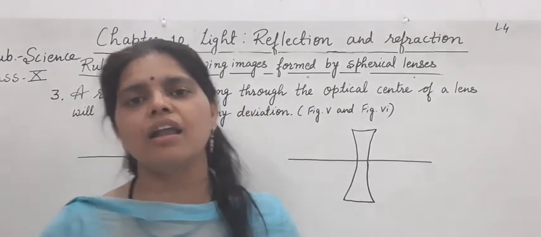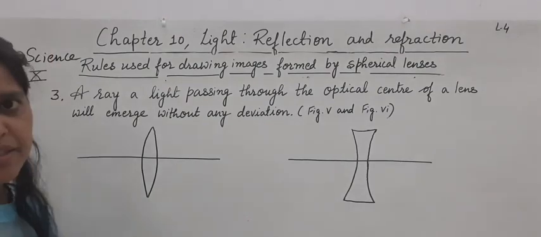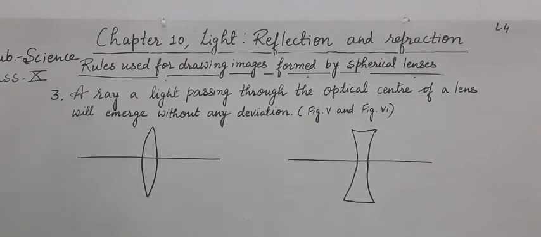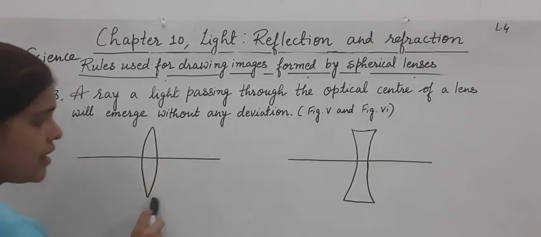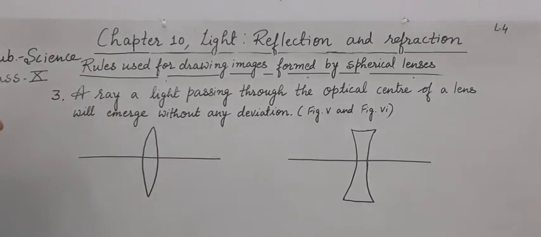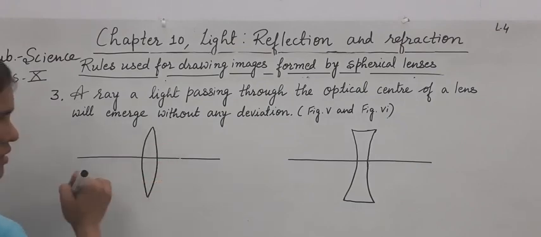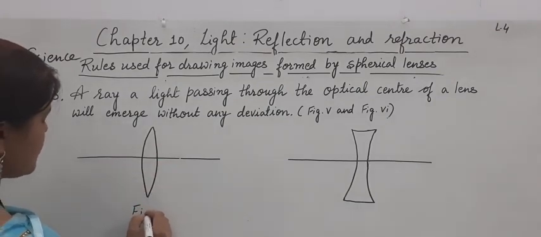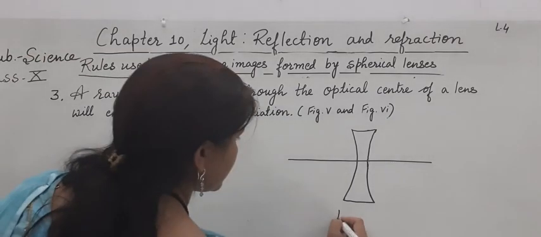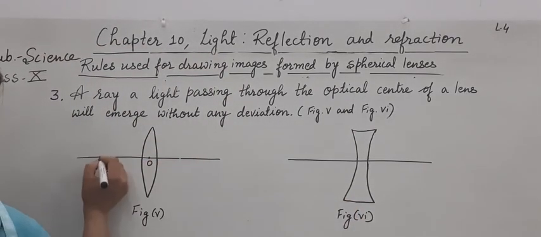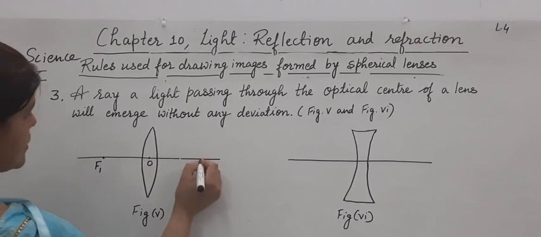Now the third and last rule for spherical lenses. A ray of light passing through the optical center of a lens will emerge without any deviation. So a ray of light passing through the optical center of either a convex lens or a concave lens will emerge without any deviation. This is our convex lens, figure 5, and this is figure 6. This is the convex lens, optical center, F1 and F2.